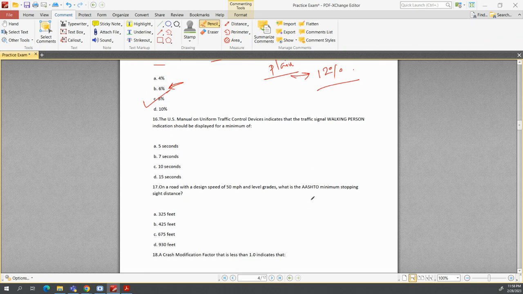So the next question is, the US manual on uniform traffic control devices indicates that the traffic signal walking person indication should be displayed for a minimum of what? The walking person indication has to be displayed for a minimum of 7 seconds. You need to know this.